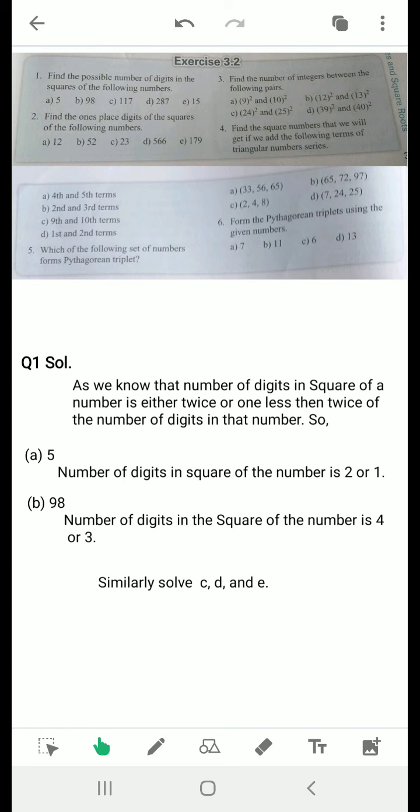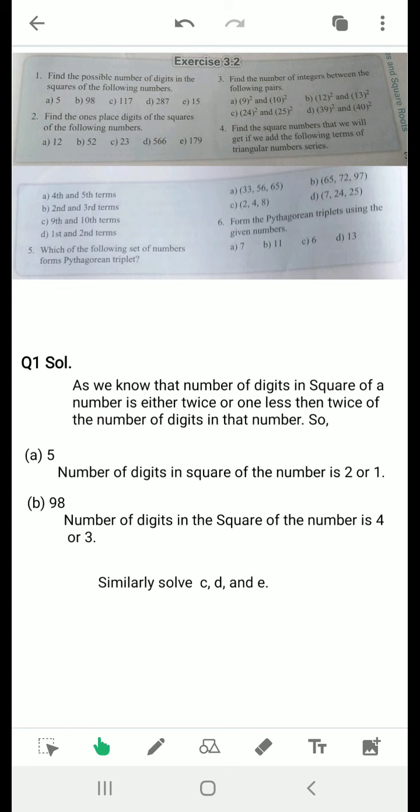Just for example, if a number has 3 digits, then the square of the number will have 6 digits or 6 minus 1, that is 5 digits. So if I write the answer of first A, the square of 5, the number of digits in the square will be either 2 or 1, because this number has only one digit, and twice 1 is 2, and 1 less than twice is 1. So there will be either 2 digits or 1 digit.